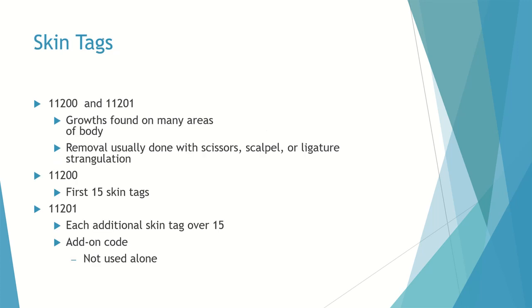Skin tags, 11200 and 11201. These are growths found on many areas of the body. Removal is usually done with scissors, scalpel, or ligature strangulation. 11200 is for the first 15 skin tags, and 11201 is for each additional skin tag over 15. This is an add-on code and is not to be used alone.